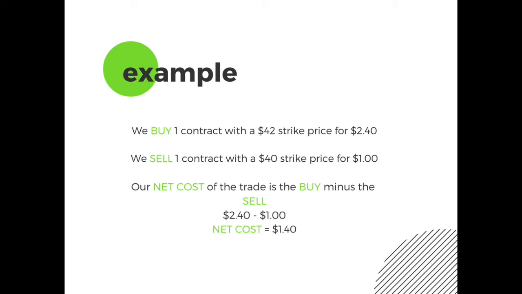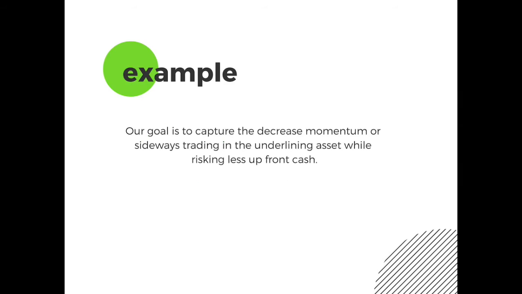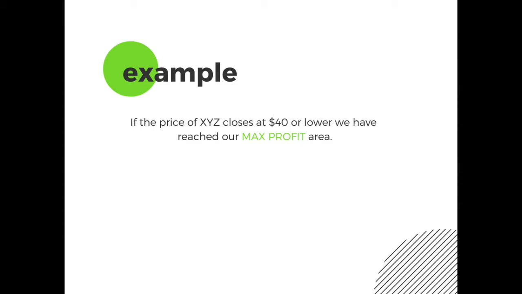Now, our net cost of this trade is the buy minus the sell. And in this case, our net cost is $1.40 or $140 per contract. Now, remember, our goal is to capture the negative momentum or sideways trading in the stock while risking less upfront cash. Now, if the price of XYZ closes at $40 or lower, we will have reached our max profit area.